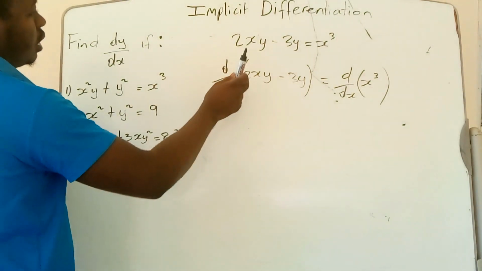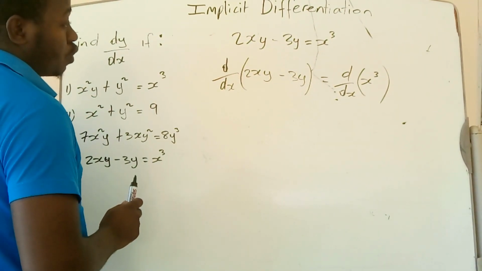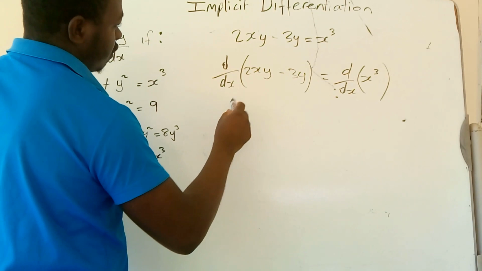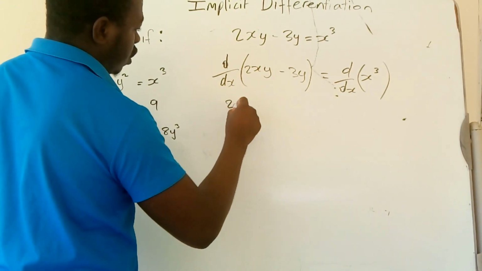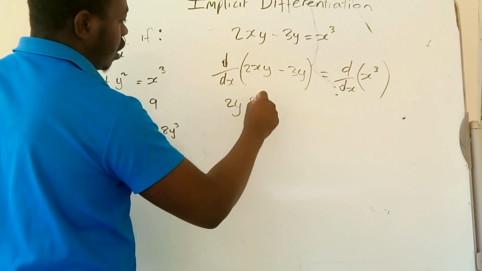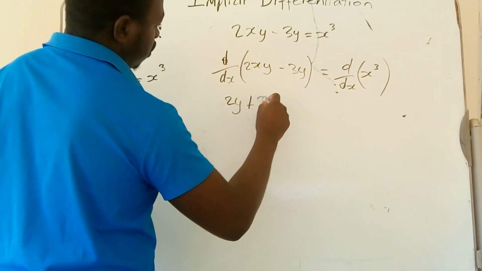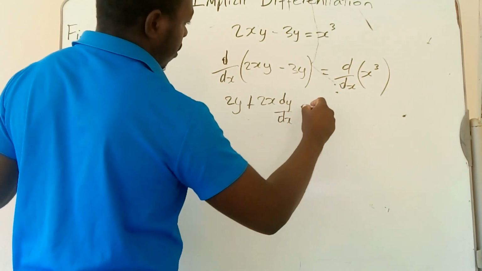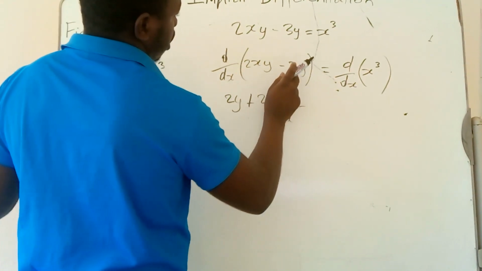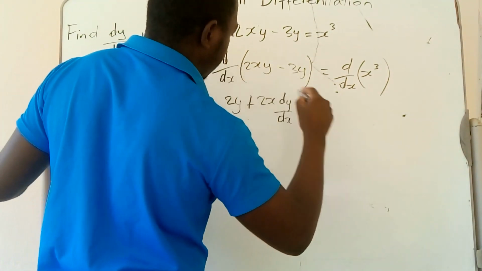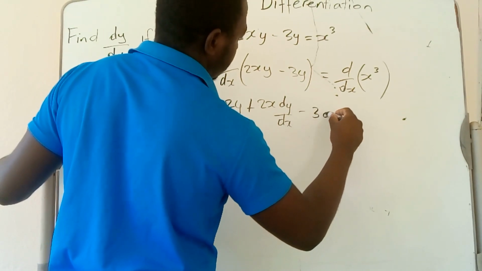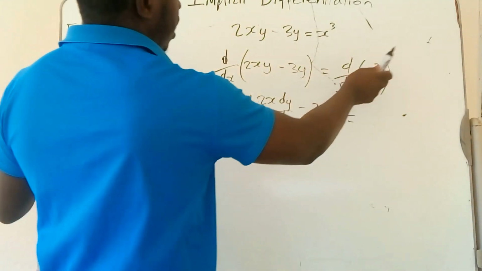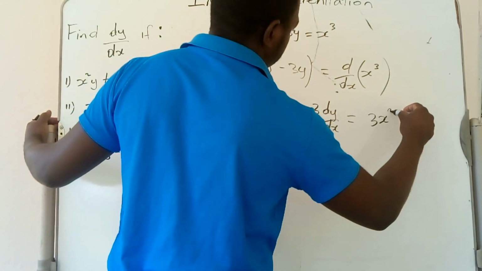Now, again, 2xy is a product, so you have to use the product rule to differentiate 2xy. So using the product rule to differentiate 2xy, to differentiate 2x, that would give you 2, and keep the second term, which is y, plus, keep the first term, which is 2x, differentiate y, that gives you dy by dx, minus, differentiate minus 3y, that would give you 3 dy by dx, equal, differentiate x cubed, that gives you 3x squared.